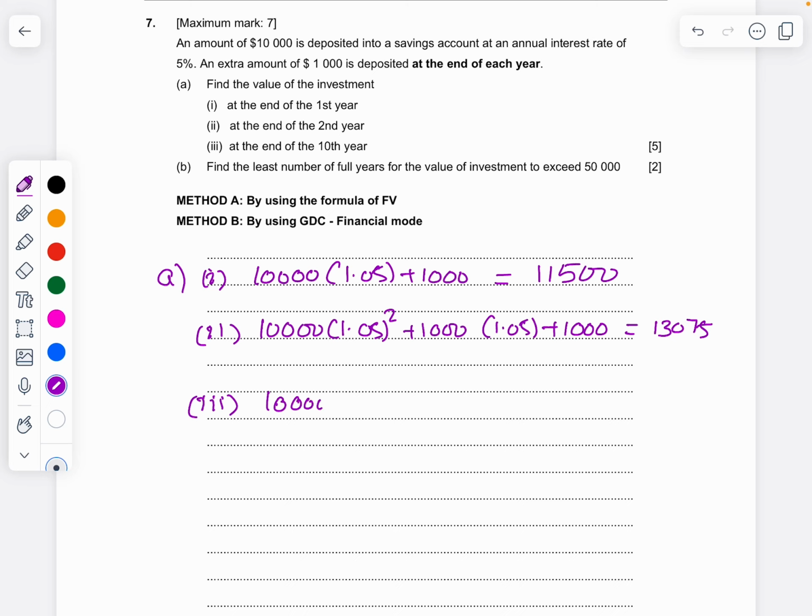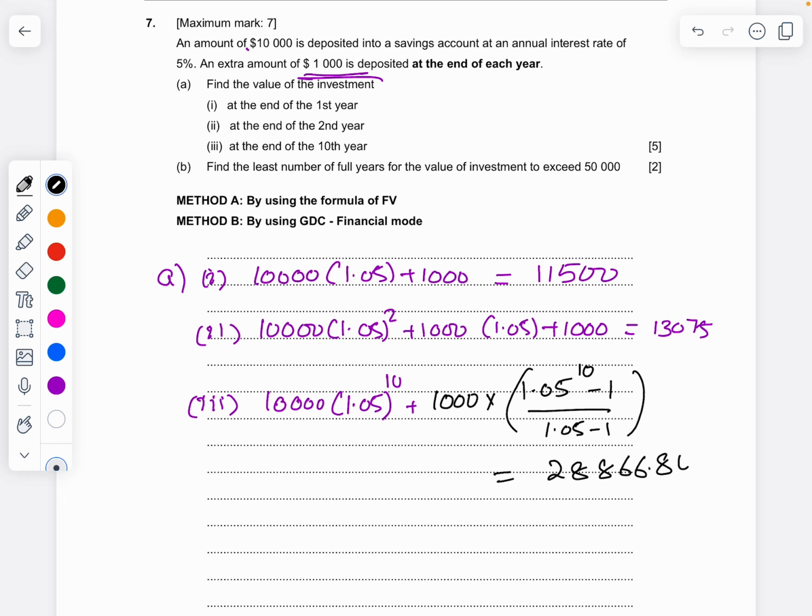So 10,000 will earn for 10 years, whereas we are depositing only 1,000 for the remaining 9 years. So it's going to be, as we have just derived the formula, 10,000 times 1.05 to the power of 10, plus 1,000 times (1.05 to the power of 10 minus 1) divided by (1.05 minus 1), which is going to be 28,866.84. So be careful, it was 1,000 deposited at the end of each year.